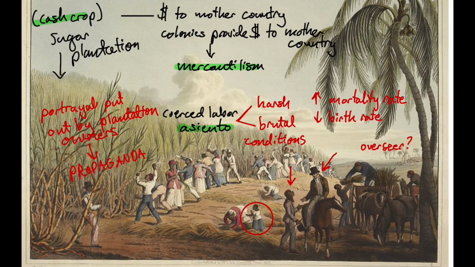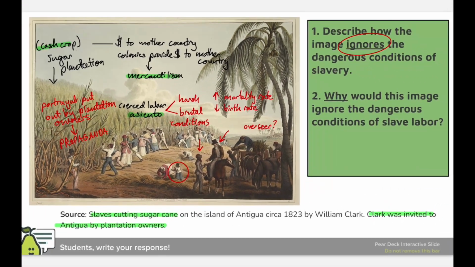Okay, so how does the image ignore the dangerous conditions of slavery? Well, you've got to use the image. The image shows children and families in well put together clothes, no patches. You don't see anyone like overseers. You don't see violence being enacted against them, right? And you don't see the number of hours that they're forced to work. This doesn't make slavery look all that terrible.